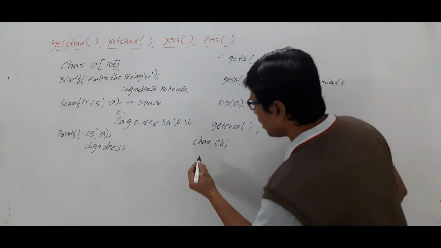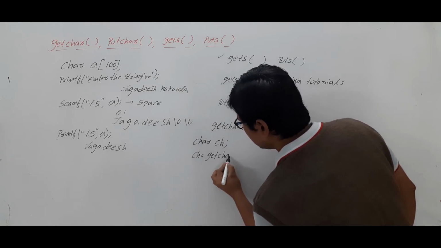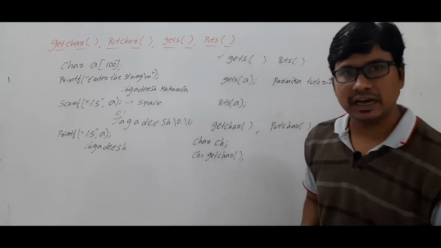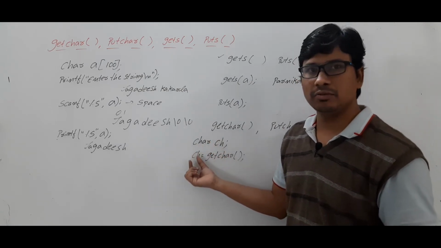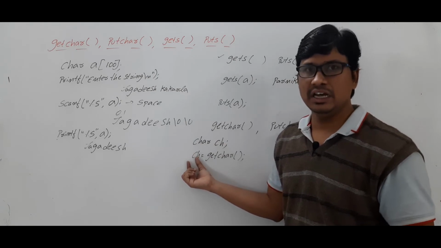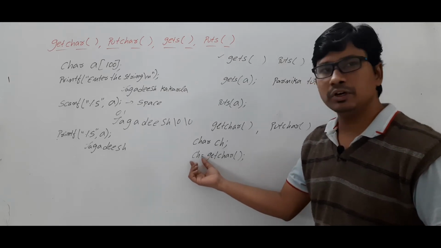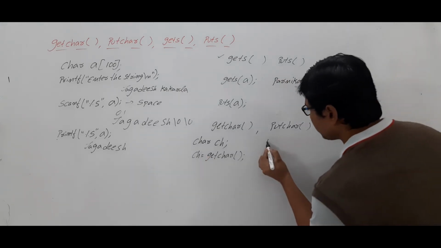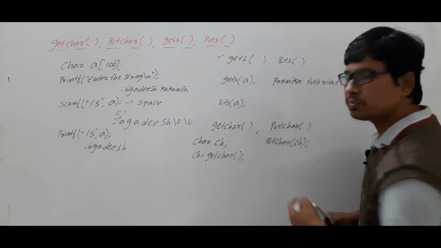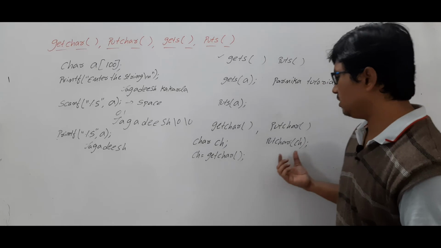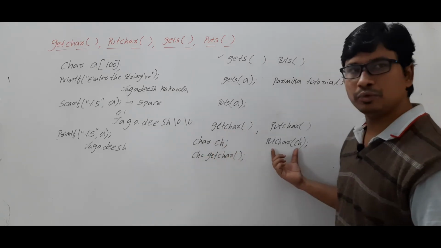So I have to mention ch is equal to getchar. Then whatever character the user has entered will be read by the getchar function and the character will be stored in the variable ch. If I want to display the character which is there in the variable called ch, I can use the putchar function. So putchar ch. Then it will display whatever the character is there in the variable ch. So this is the way you can use the getchar function and putchar function.